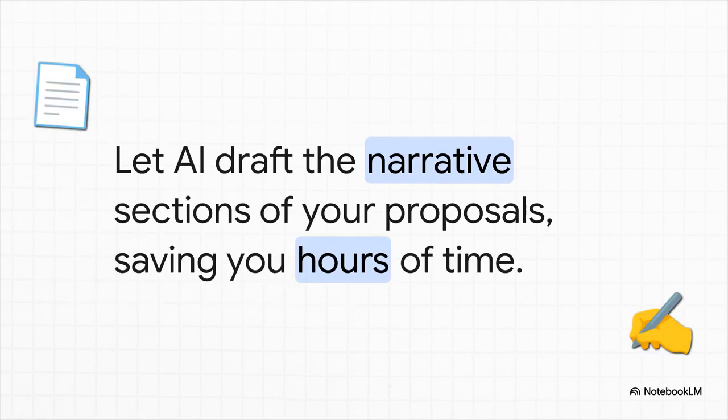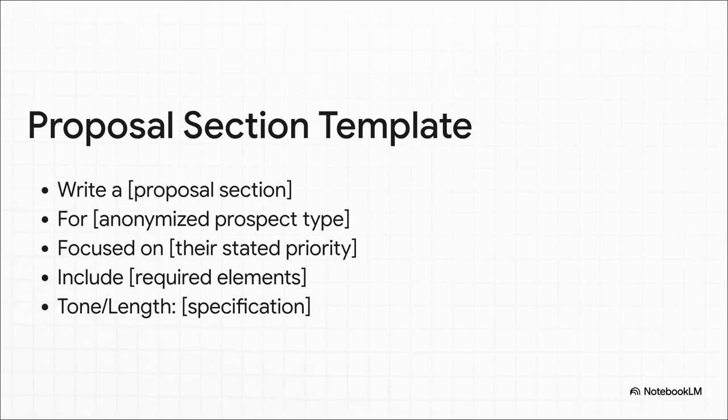And finally, let's talk proposals. AI can save you a ton of time on all those narrative sections. You can ask the AI to write something like an executive summary or a methodology section for an anonymized prospect, like a manufacturing prospect focused on efficiency. You just define the focus, the tone, and the length. The AI drafts the story, the narrative part, and then you manually add in all the confidential pricing and terms later. It's a huge time saver.